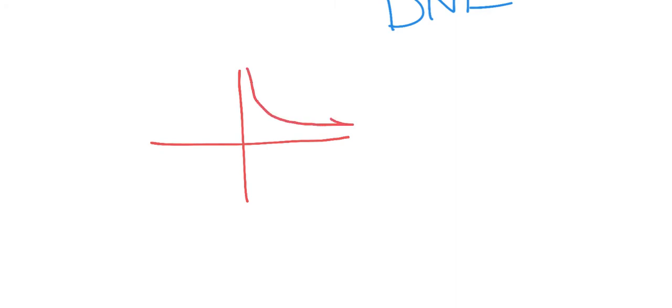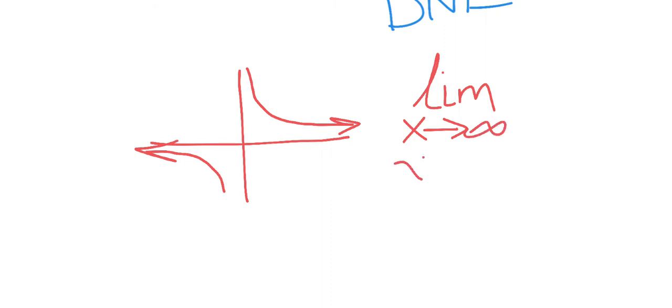Okay, if I have a horizontal asymptote at the x-axis, then my limit as x approaches infinity or x approaches negative infinity is going to be 0. Same is true for the horizontal asymptote being anywhere else. Well, the answer is not going to be 0, but the answer will be wherever that horizontal asymptote is.